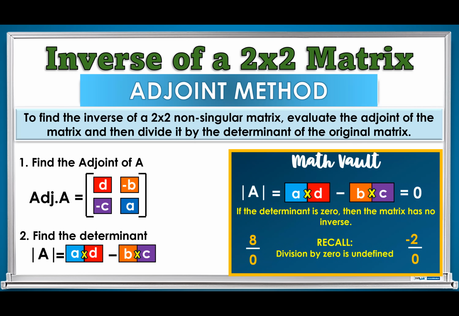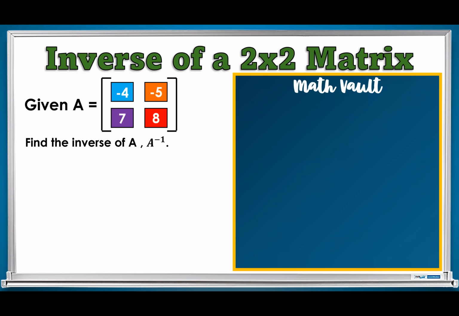Now, let's walk through a practical example. Given matrix A with elements -4, -5, 8, 7, and 8, our task is to find its inverse. First, let us find the adjoint of matrix A. I would like you to pause the video for 15 seconds and find the adjoint of matrix A.